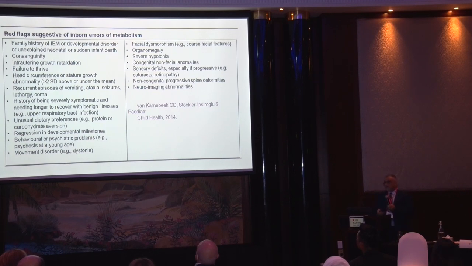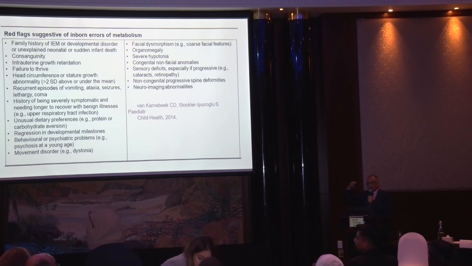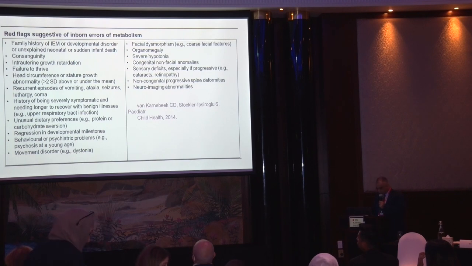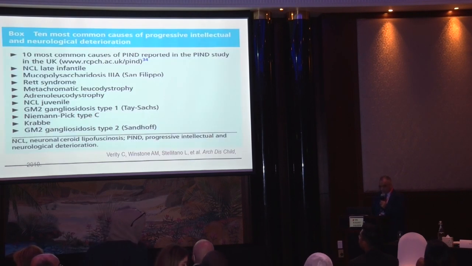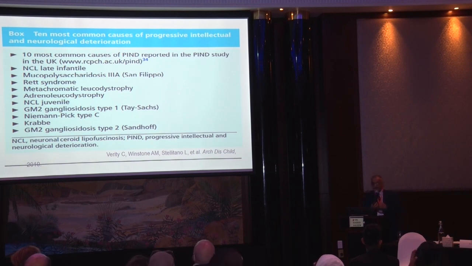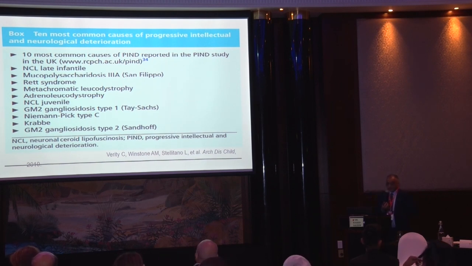Red flags are very important when you're looking at neurometabolic investigation. As I mentioned earlier, neuroregression, family history of neuroregression, or episodic decompensation, IUGR, failure to thrive, all those are red flags. Now, this is a BPNA study from the UK, where they found the 10 most common neurometabolic conditions seen in the UK: NCL late infantile type, NCL being neuronal ceroid lipofuscinosis, and juvenile type, adrenoleukodystrophy, metachromatic leukodystrophy, and MPS 3A Sanfilippo, which is mucopolysaccharidosis, and Niemann-Pick C disease, and Krabbe.